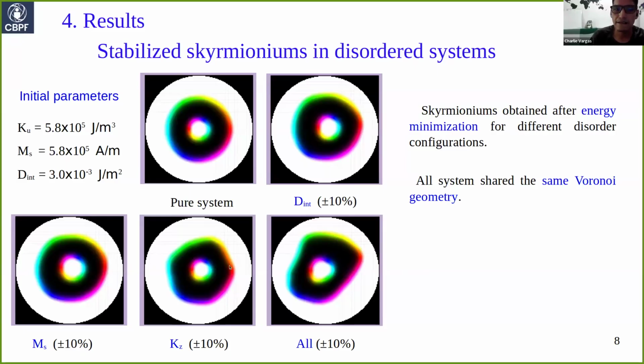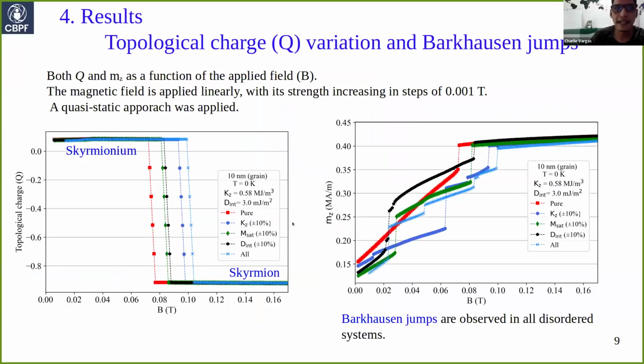As you can see, for the uniaxial anisotropy and all the parameters together, we are observing a high modification of the shape of the skyrmionium. After the stabilization of the skyrmionium, we apply a quasi-static magnetic field to induce the transition from skyrmionium to skyrmion.